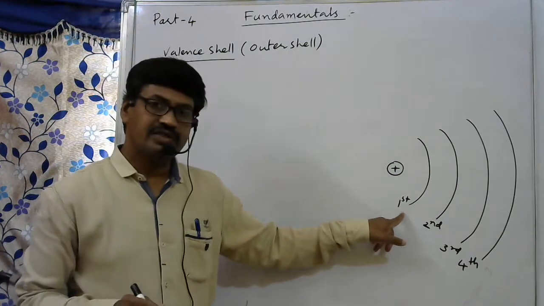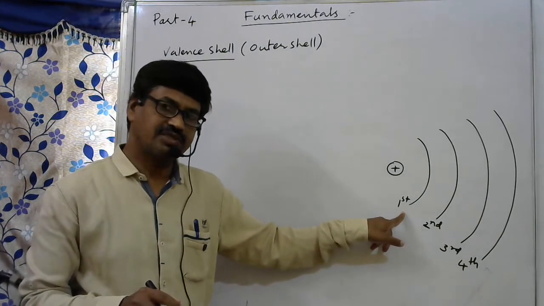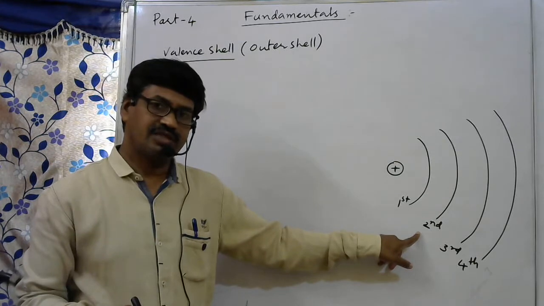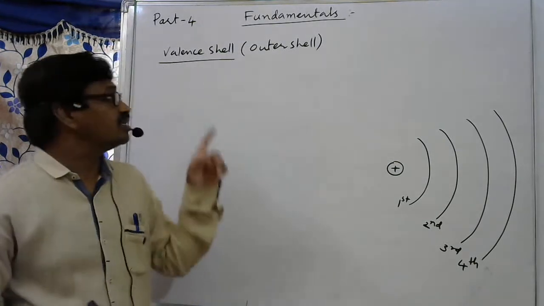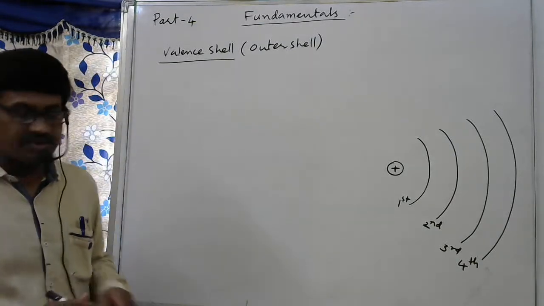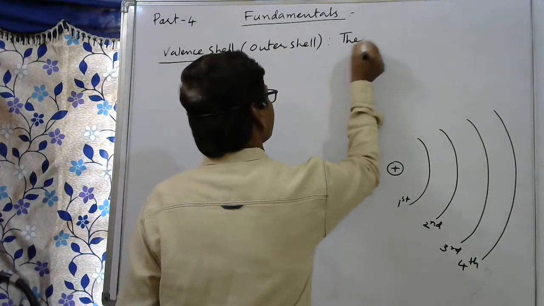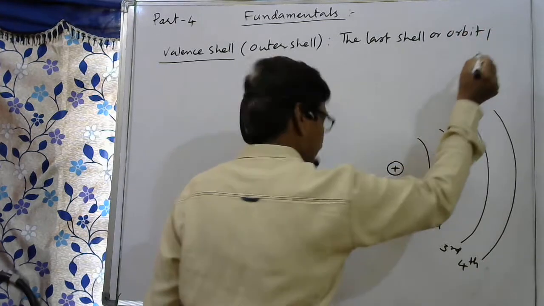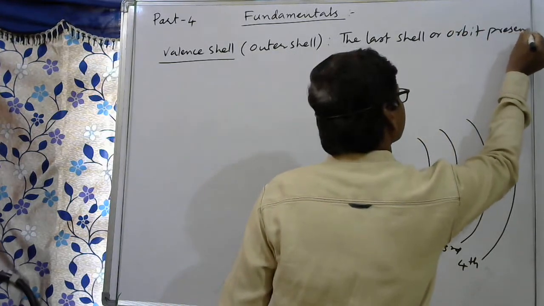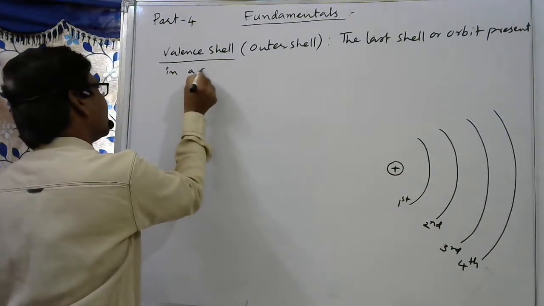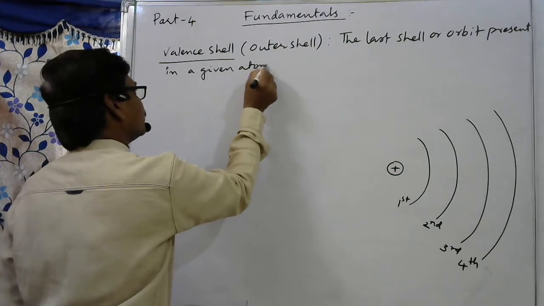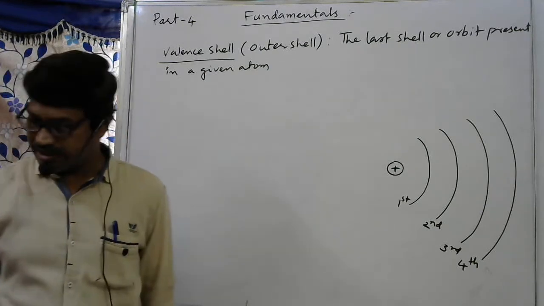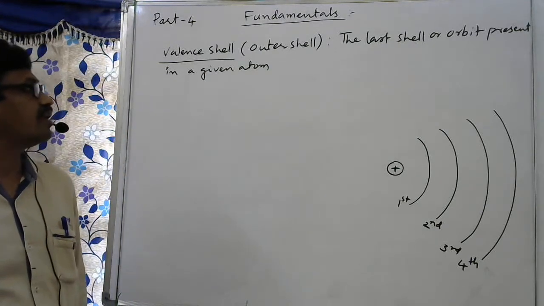In these shells we have subshells. S subshell means s orbital, like 2s orbital and 2p orbital, the p subshell. Like that we have different subshells. Here the valency shell is nothing but the last shell or last orbit present in a given atom. The last shell or last orbit present in a given atom is called the valence shell.